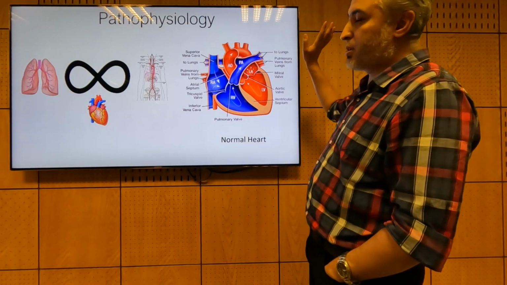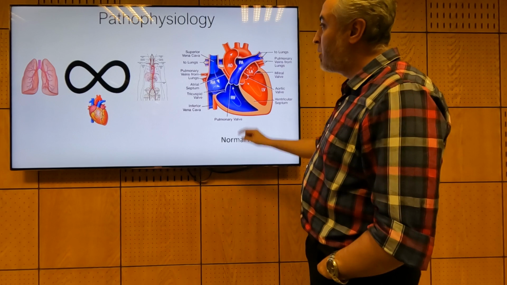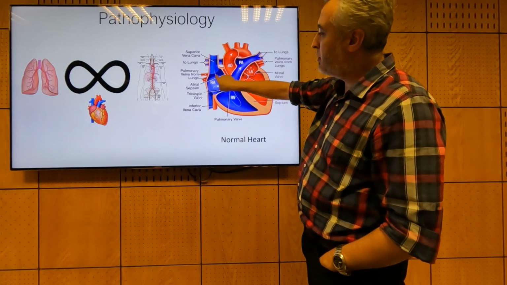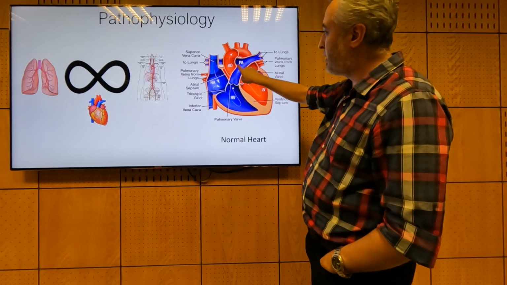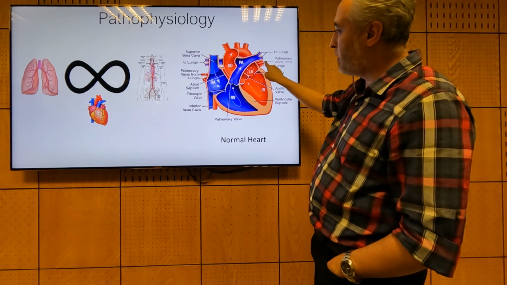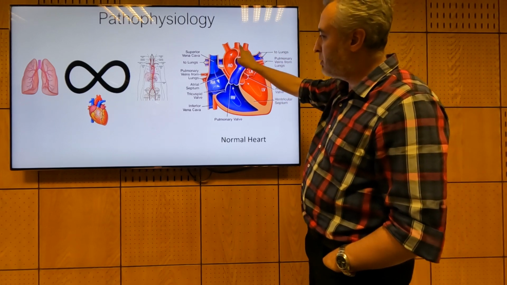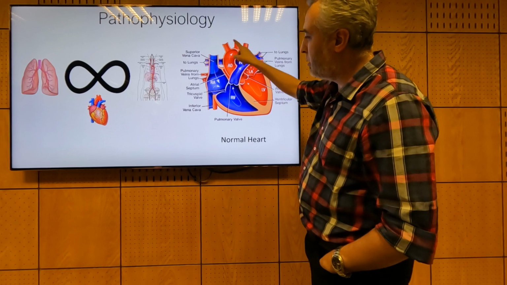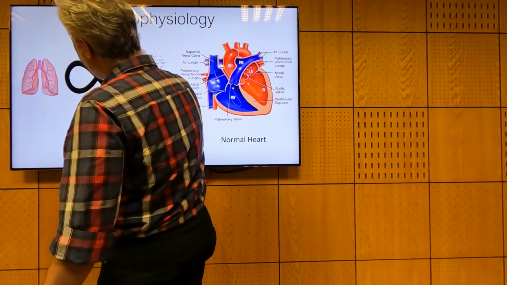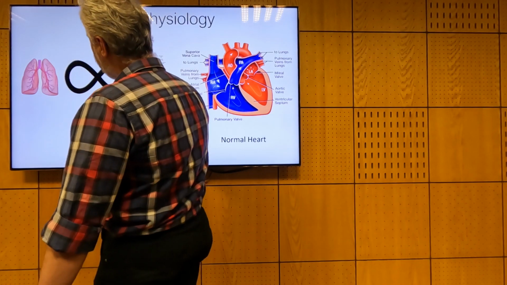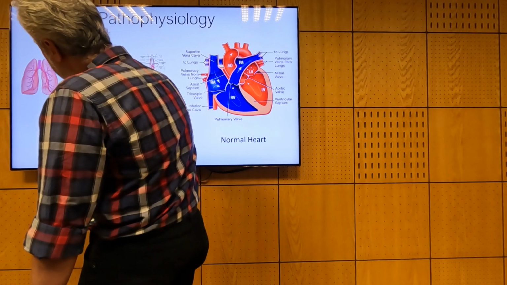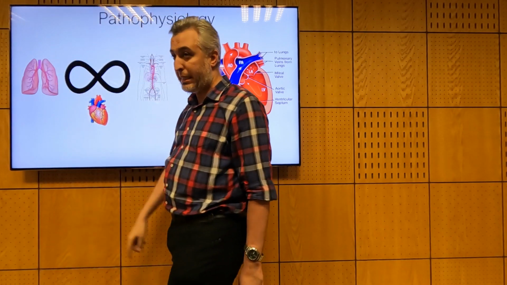So this is a normal subject, normal heart, where SVC, IVC, deoxygenated blood, right atrium, right ventricle, pulmonary. Then the blood goes to the lungs, oxygenated, left atrium, left ventricle, aorta. Then systemic, then pulmonary. So this is the heart. The blood goes from the systemic into the lung, from the lungs into the systemic, from the systemic into the lung, from the lung into the systemic. So these are circulations in series.